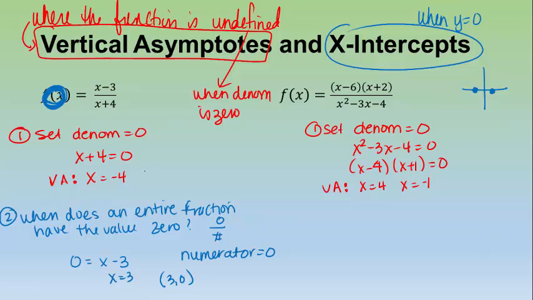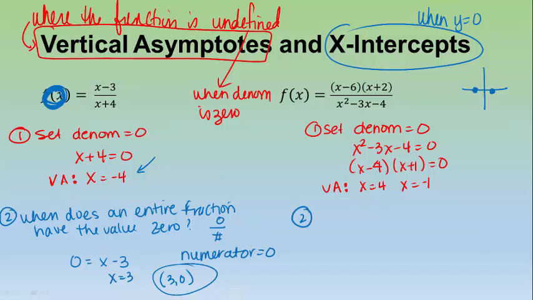Now notice my vertical asymptote is written as an equation of a vertical line, but my intercept is written as an ordered pair. There's a big deal being made here. If you just tell me your vertical asymptote is negative 4 and your intercept is at 3, I don't know which is which. So writing them in the correct form, the correct communication, is very important.